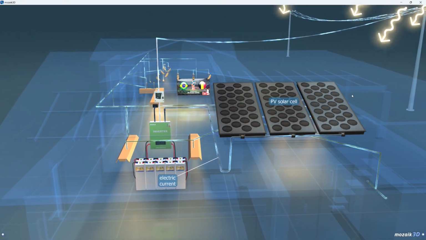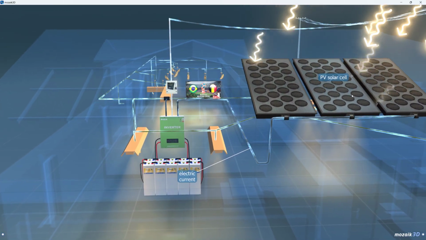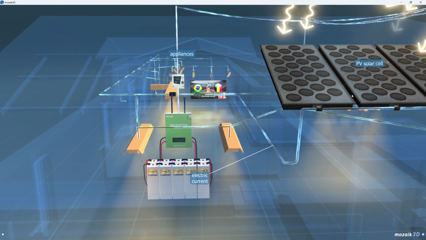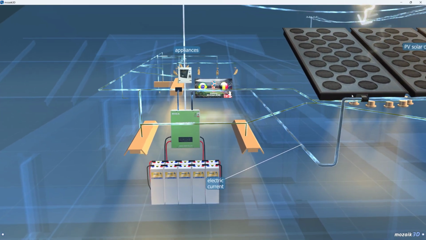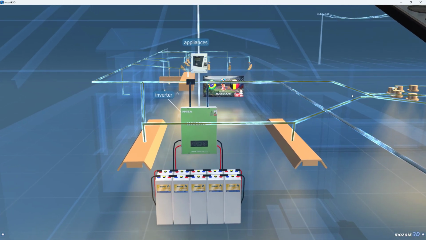Photovoltaic solar panels produce electricity from sunlight. In order for devices in our homes to use the low-voltage direct current from the solar panels, we need an inverter to transform it into alternating current with the right voltage and frequency.